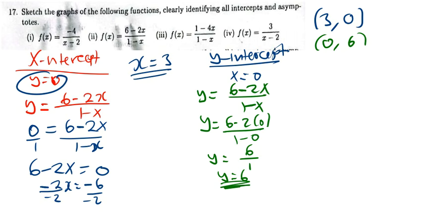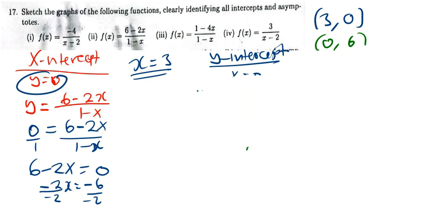Negative 6 divided by negative 2. You are okay all the way from this point here, right? Even here you are okay. Are you sure? Nice. So now, after finding these intercepts, then find the horizontal asymptote.